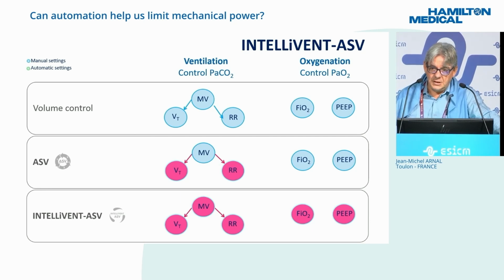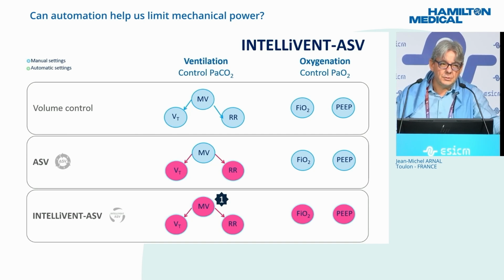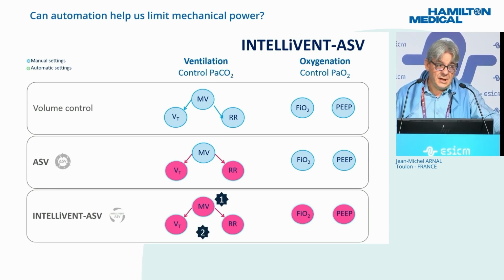It's a fully automated mode where all the settings are automatically selected by the ventilator. In IntelliVent ISV, we have 3 different controllers: a ventilation controller that adjusts the target minute volume according to an end-tidal CO2 target, then a second controller that is the ISV controller, the same as before, and a third controller that is an oxygenation controller. Now, let's focus on the ventilation controller.